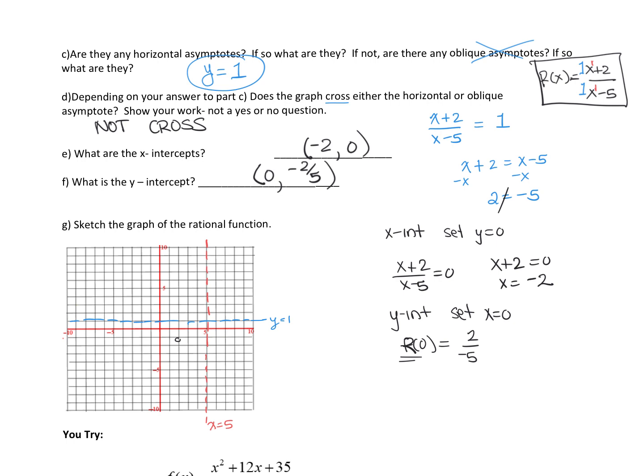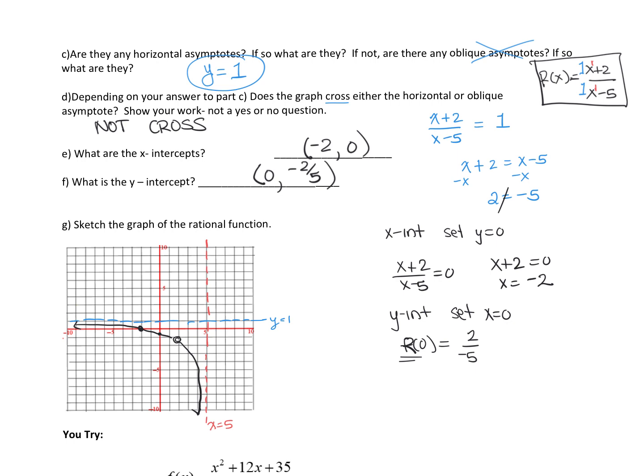I'm going to cross the x-axis at -2, 0. I'm going to cross the y-axis at 0, -2/5. So it should be clear that this piece of the graph looks something like this. And then for the other piece of the graph, we might not be clear on whether or not it's above or below.